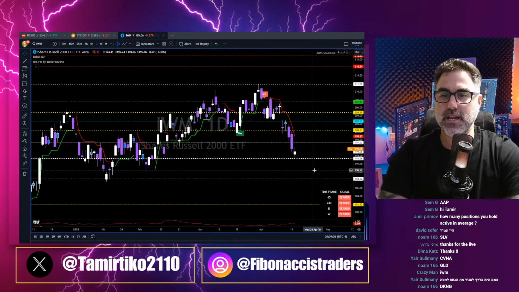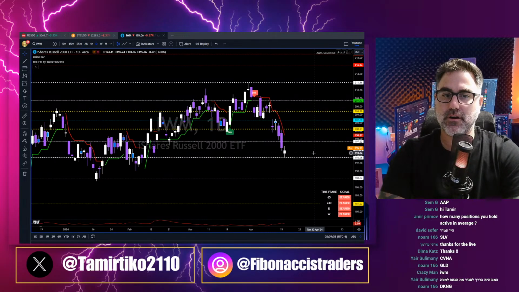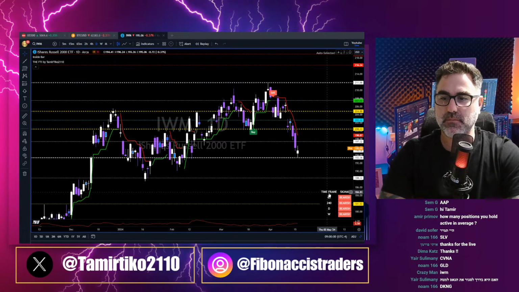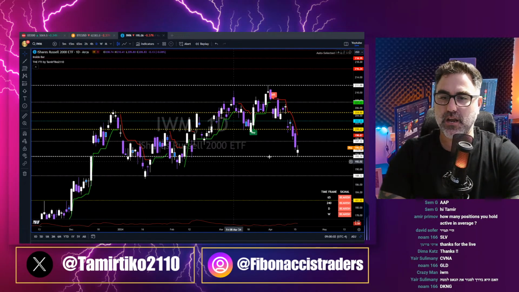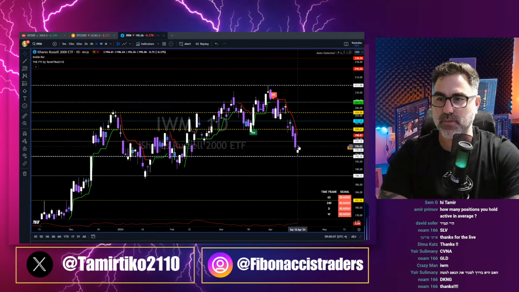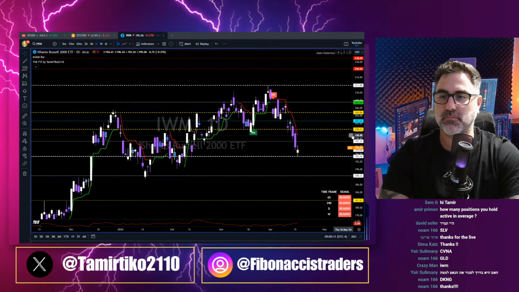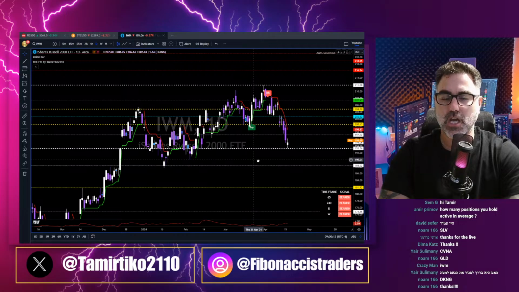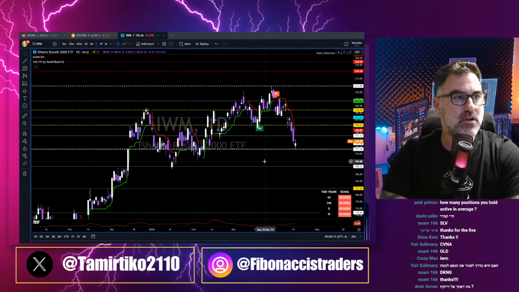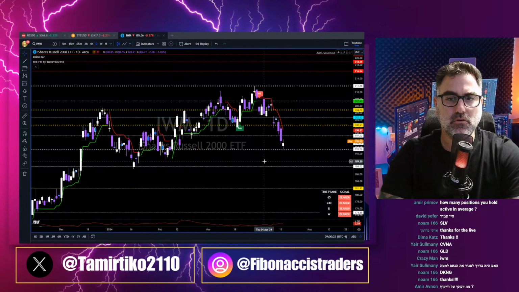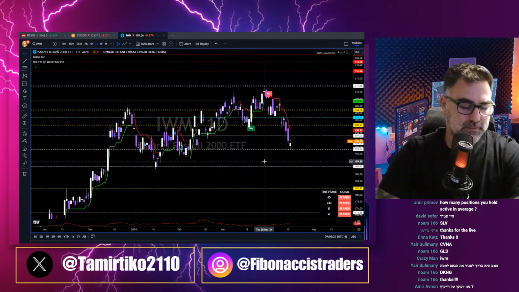IWM, bearish on all time frames now, with a doji. Yesterday closed as a doji. Maybe we'll get some kind of a bounce back to the 197 or even back to the 200, but overall bearish on the IWM. For now, CVNA looking very bad.